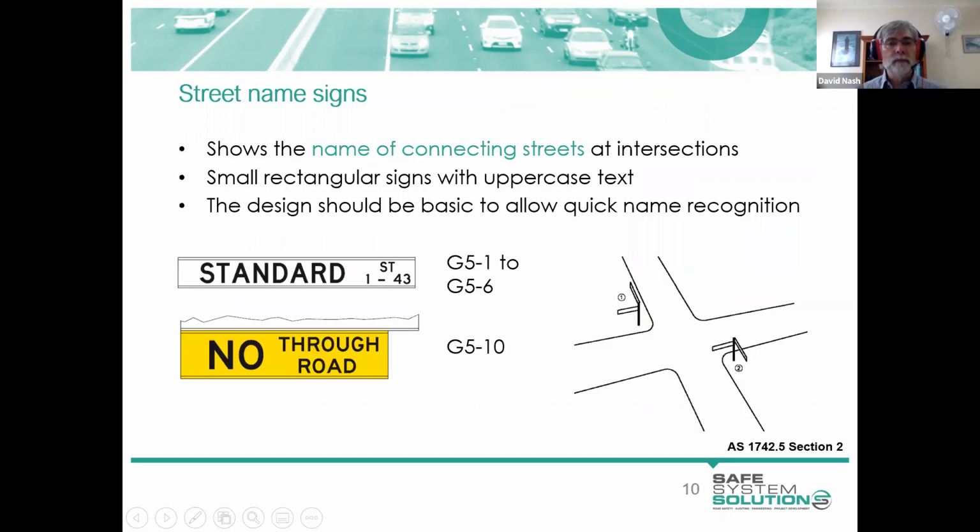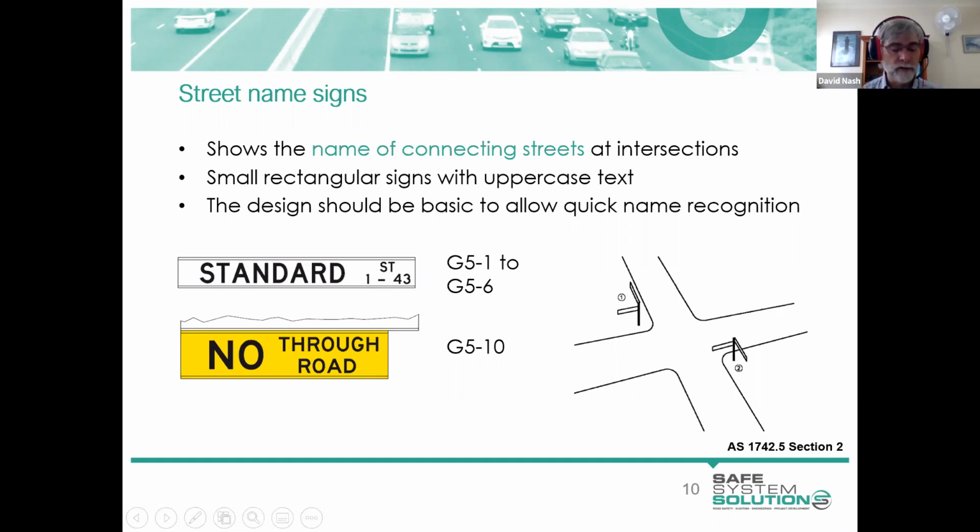So firstly, street name signs. Some of you are from local government, and street name signs are the responsibility of local government. They should include the name of any connecting streets, and there should be street name signs basically at every intersection in the whole state. They're small rectangular signs with uppercase text, and the design should be basic to allow quick name recognition. And this is what the Australian Standard shows as the standard arrangement.